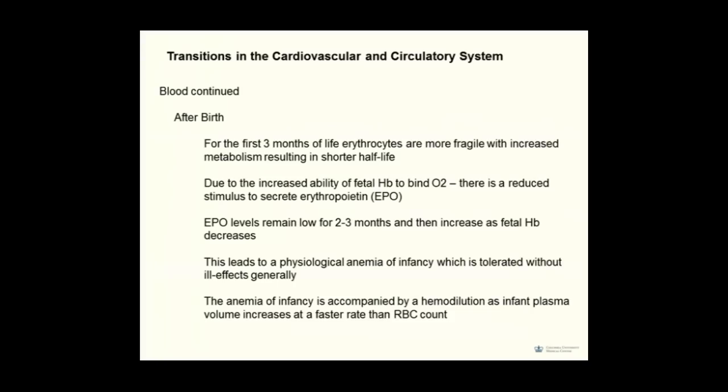So baby now, once it's born, there's this transition period. It takes some time for the baby's blood to become more adult-like, right, and less fetal. So for the first 3 months, the baby still retains some of these fetal characteristics of its blood. So the erythrocytes, the red blood cells, are more fragile. They tend to have a shorter half-life, so they tend to die off more quickly. And because the baby still retains some fetal hemoglobin, the drive to produce new red blood cells is minimal.